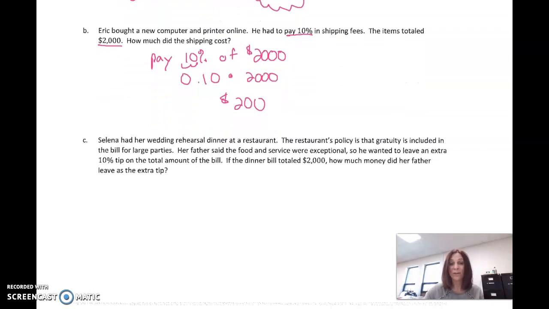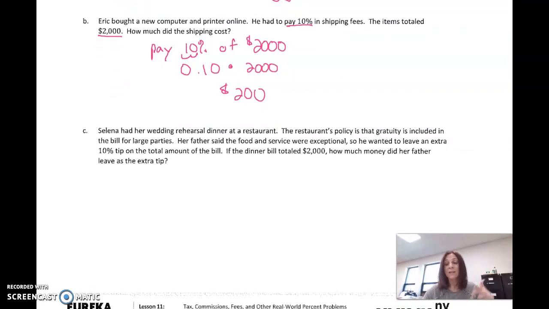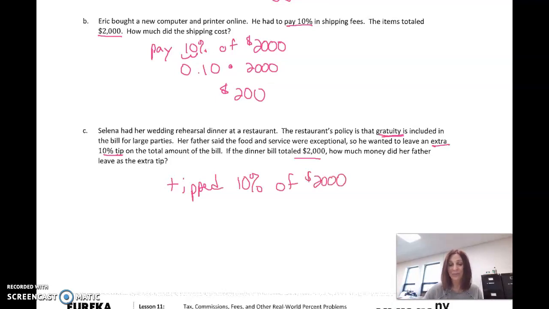Selena had her wedding rehearsal and dinner at a restaurant. The restaurant's policy says, you're a large group, so we're putting on gratuity, or tip. Gratuity and tip are the same thing. But her father said it was so great that he wanted to leave an extra 10% tip. The dinner bill totaled $2,000. How much did he leave as a tip? Well, he tipped 10% of the total price, $2,000. We're going to do the same thing we've been doing, and the extra tip is going to be $200.